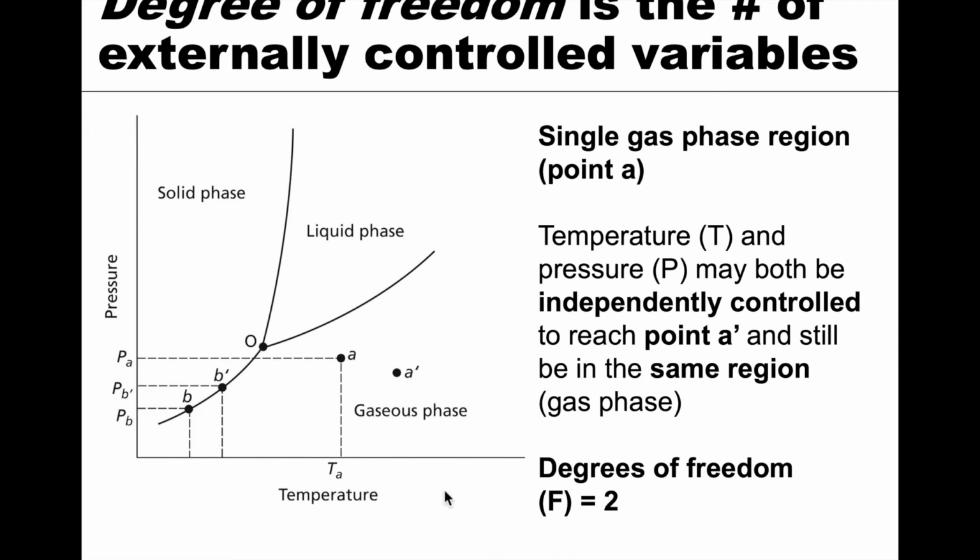So in this scenario, in this phase region of gas, I would have 2 degrees of freedom. And if you put a point in the liquid, or in the solid, and you talk about that degrees of freedom, it would be the same. You're allowed to move both temperature and pressure and still have pure solid or pure liquid.